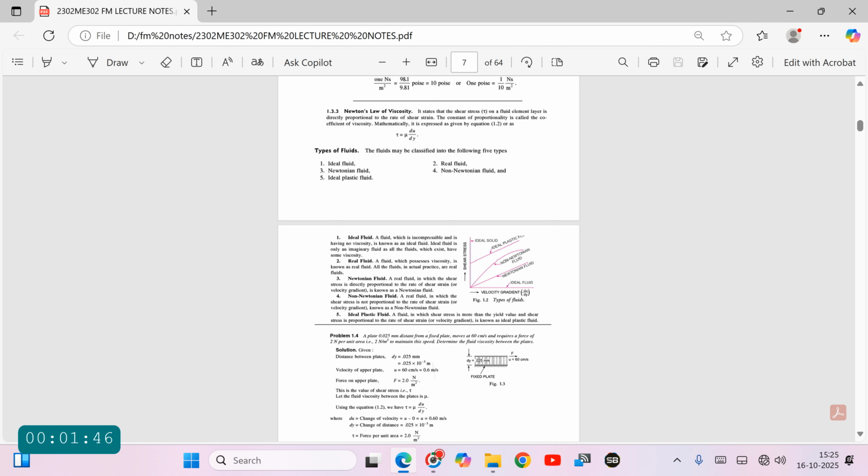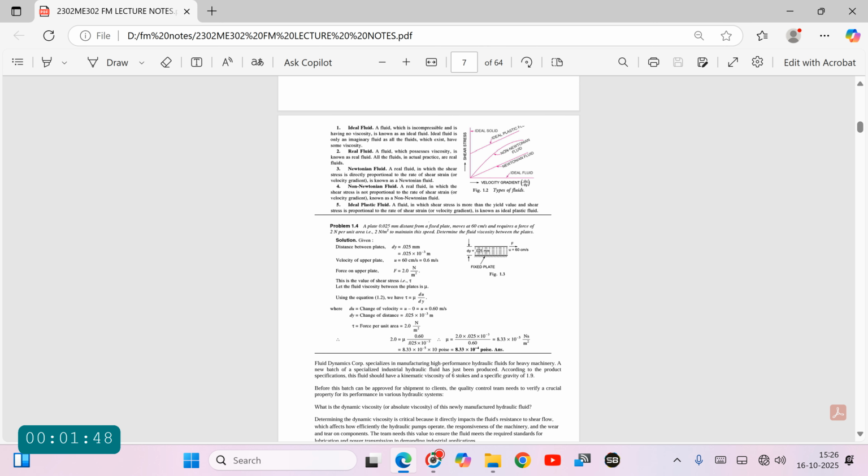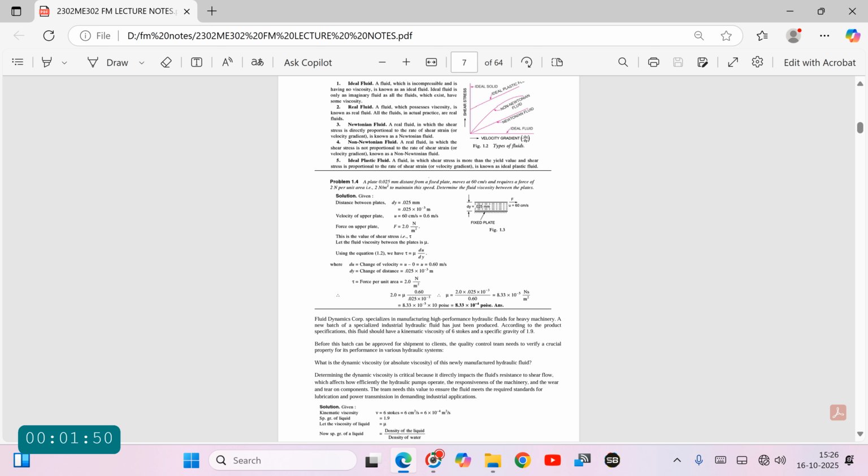Now, based on Newton's law of viscosity, we are going to solve one problem. A plate at a distance of 0.025 mm from a fixed plate moves at 60 centimeters per second and requires a force of 2 Newton per unit area, that means 2 Newton per meter square, to maintain the speed. We have to determine the fluid viscosity between the plates. Now we are going to solve it on the board for your better understanding.